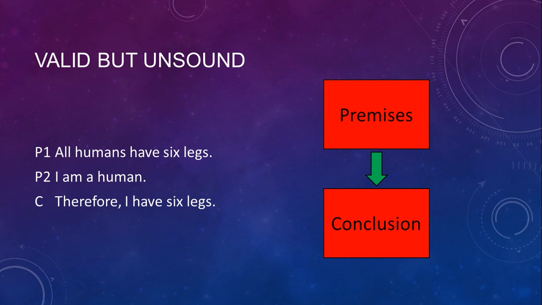Similarly, you can have valid but unsound arguments. So arguments where both the premises and the conclusion are false, but it's nonetheless a valid argument. Okay, so all humans have 6 legs. Untrue. I am a human. That one's true. Therefore, I have 6 legs.